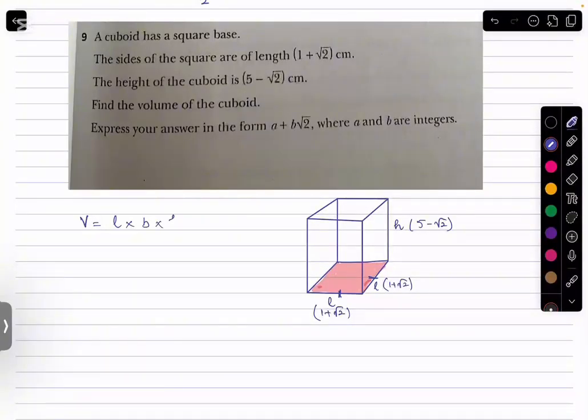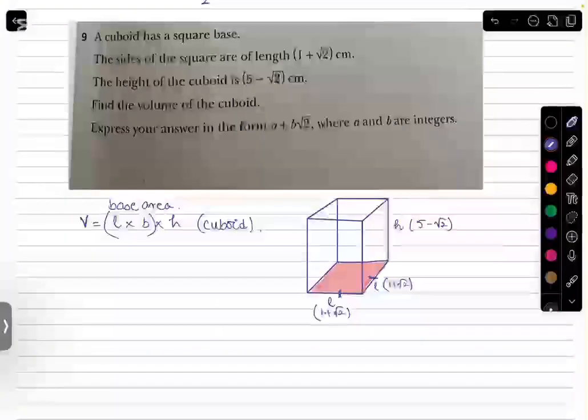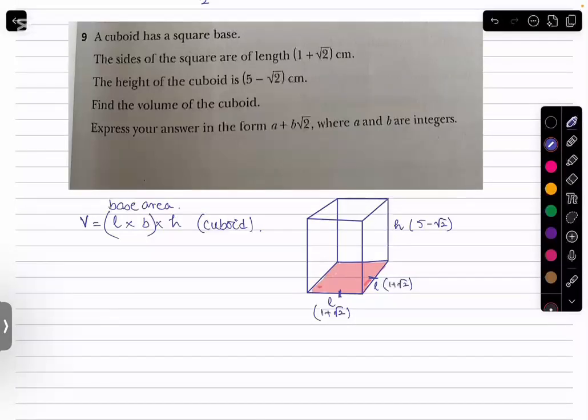Now this is the formula for a cuboid. And what is this length into breadth? This is the base area. Always for prisms, the volume equals base area times the height. We have the base here, which is a square, so I can simply say that this volume needs to be L square times H. Any problem? No. So L square is going to be 1 plus root 2 the whole squared times the height, which is 5 minus root 2.